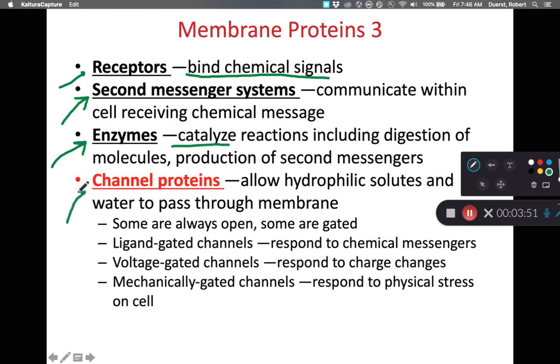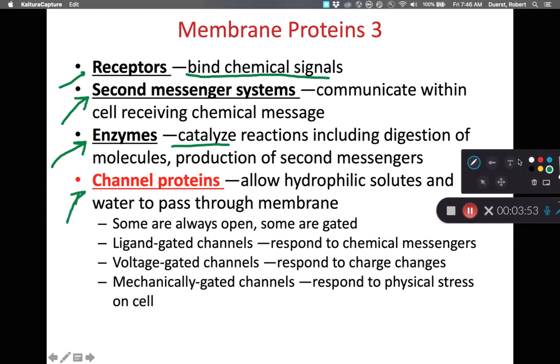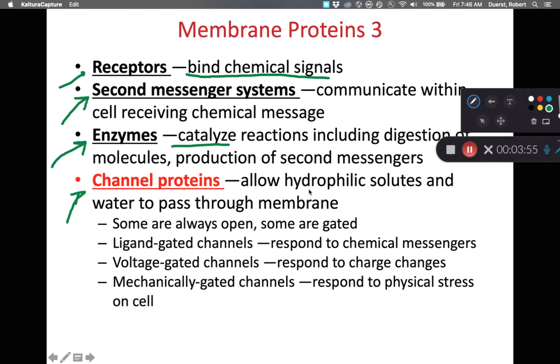As we look at channel proteins, they are going to allow hydrophilic solutes and water to pass through the cell membrane. Recall, our cell membrane is a phospholipid bilayer. It has 2 layers of phospholipids. And this phospholipid bilayer has a hydrophobic core with its fatty acid tails.